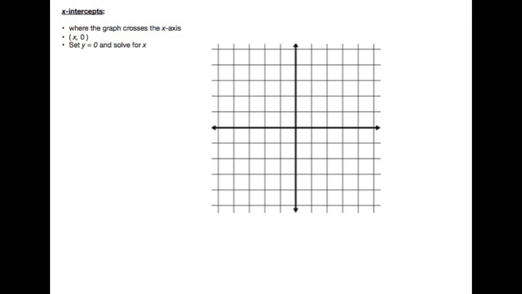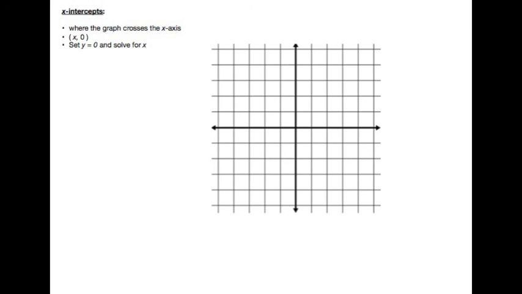X-intercepts are where the graph crosses the x-axis. When you write the x-intercept as an ordered pair, it's always going to be the x value and 0. Algebraically, when we're trying to find the x-intercept, we're going to set y equal to 0. So we're going to plug 0 in for y and then solve for the x value or values.